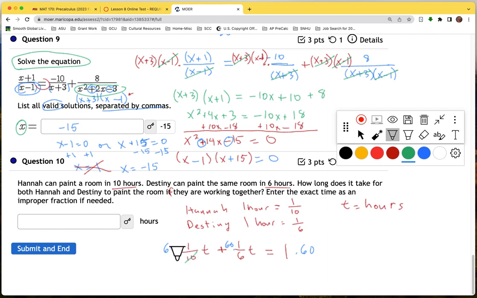Over here, 10 goes into 60 6 times. I have 6 times 1. 6 goes into 60 10 times, so I have 10 times 1. So I end up with 6t plus 10t equals 60. That says that 16t equals 60. Divide both sides by 16. T equals 60 over 16.